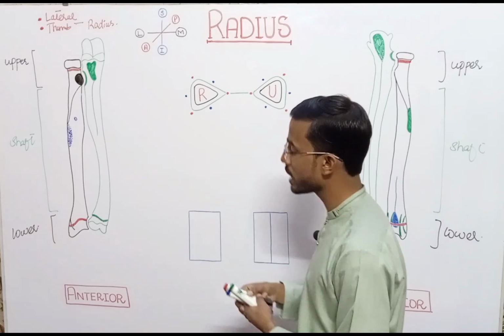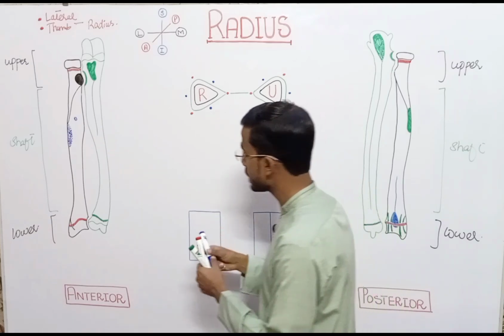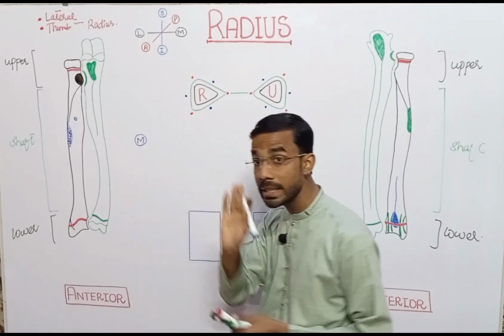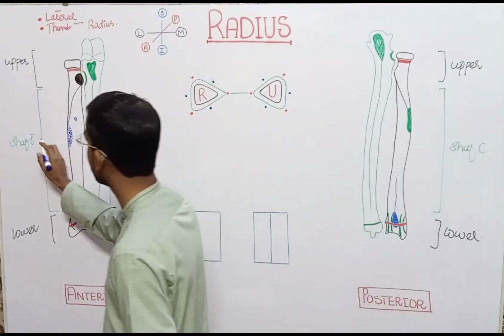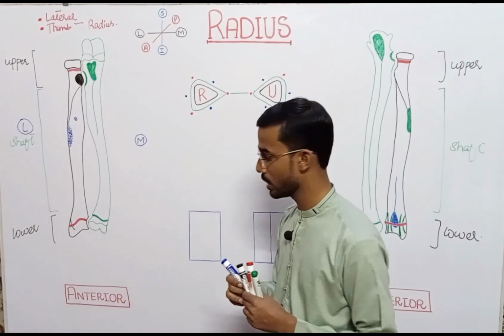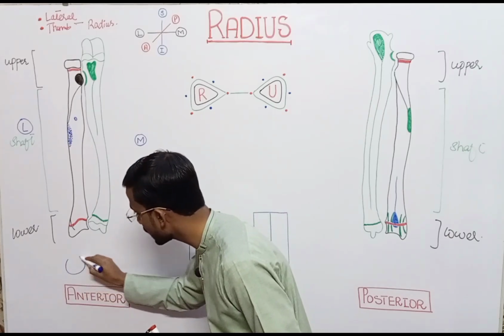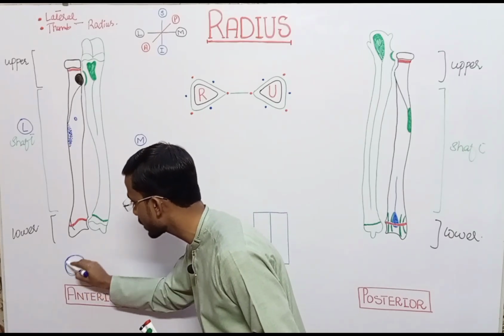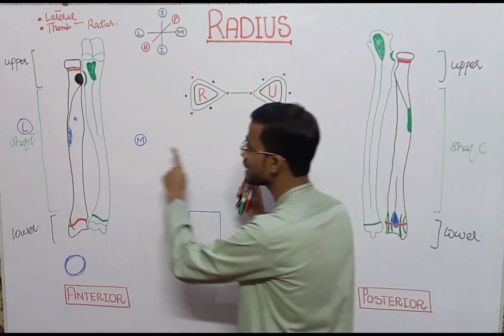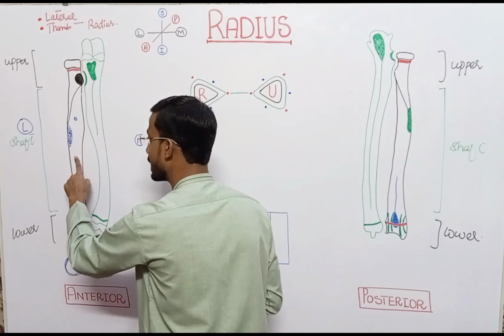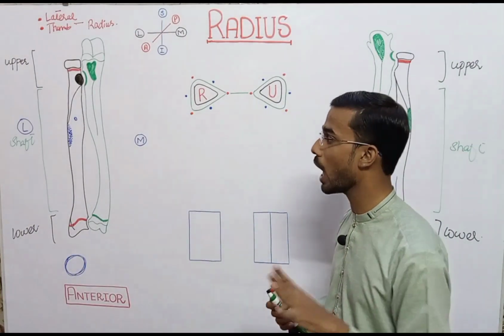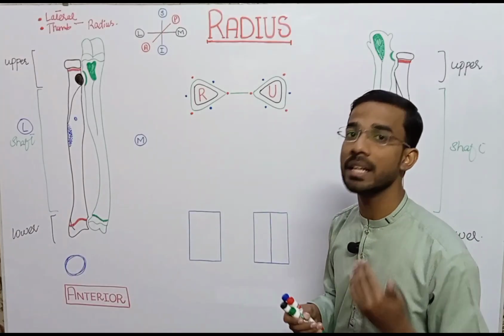Next, here you can see that this is the medial side of the body, and this is the lateral side of the body. The thumb is present in this area. This is the area in which you will see the thumb. So this is the medial side, this is the lateral side. At the lateral side you will see the radius bone. That's why we call the radius the lateral bone.